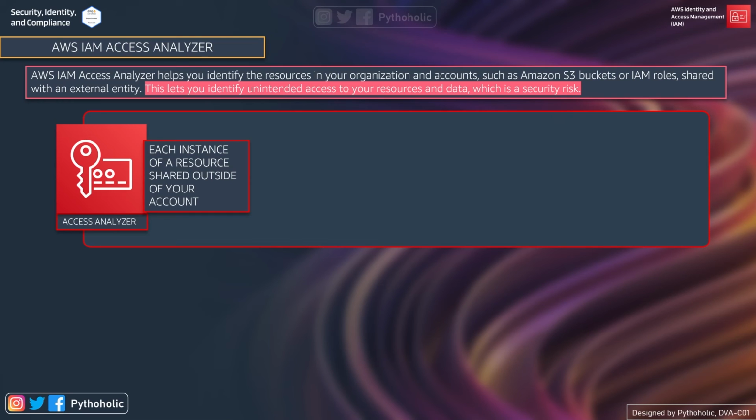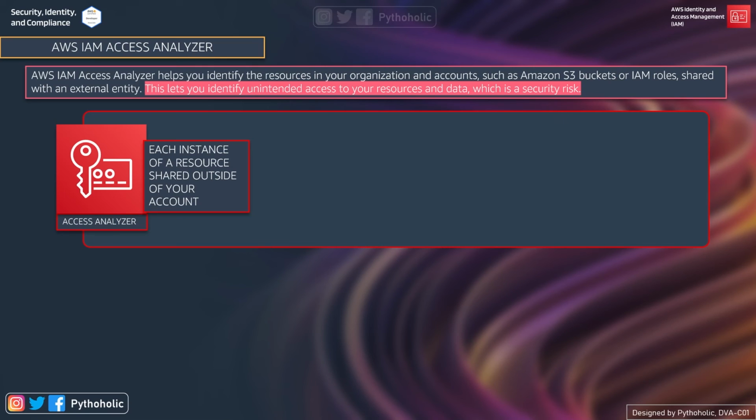The first point is, an external entity can be another AWS account. It could be a root user, an IAM user, or a role. It could be a federated user. It could be an Amazon service or AWS service, or it could be an anonymous user, or other entities that you can use to create a filter. And the security risk is that the policies attached to an external entity could still be applicable or granted even though they don't need it any longer.